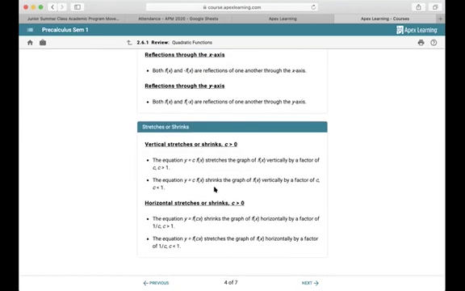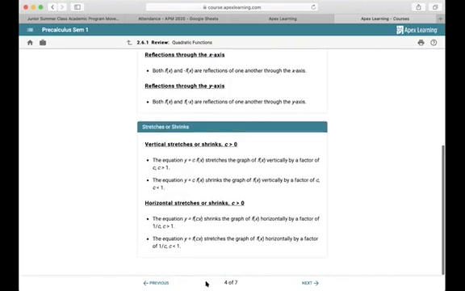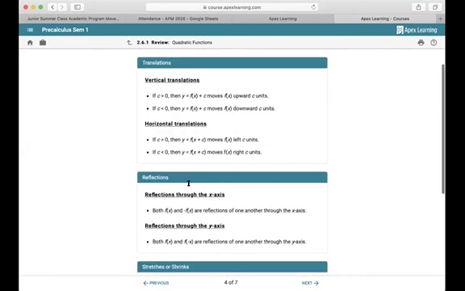All right, and then finally here, stretching or shrinking, okay? So this is multiplying the entire function. Instead of adding, we are now multiplying, okay? And that's going to affect the entire thing. So again, if the value is greater than 1, it's going to stretch. If the value is less than 1, it's going to shrink. Okay, and if it's inside the parentheses, it's going to be horizontal. And if it's outside the parentheses, it's going to be vertical.